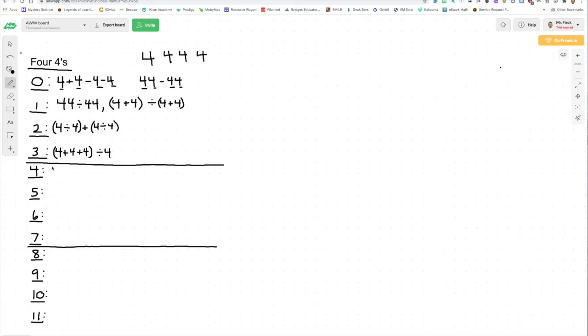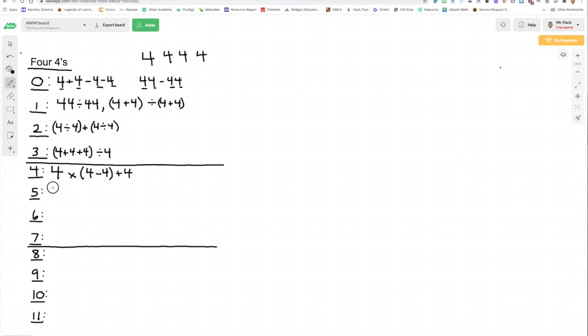For 4, the first one I came up with was 4 times, and then in parentheses 4 minus 4, and then plus 4. So order of operations, you always do what's in parentheses first. 4 minus 4 is 0. So 4 times 0 is 0, plus 4 equals 4.